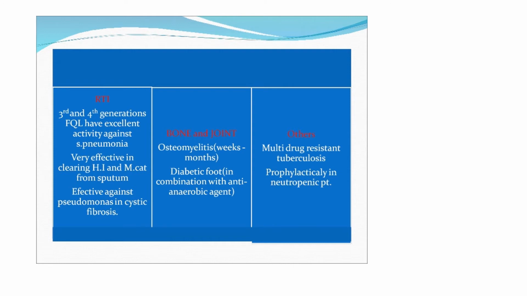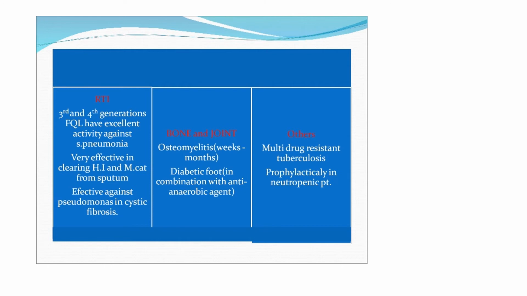Fourth use, that is respiratory tract infection. Here the third and fourth generation are used, usually where there is a combination of gram-negative and gram-positive organisms. Both fluoroquinolones have excellent activity against Streptococcus pneumoniae. They are also very effective in clearing H. influenzae and Moraxella catarrhalis. Plus, they are effective against Pseudomonas in cystic fibrosis. So, the fourth use is RTI, or respiratory tract infection.